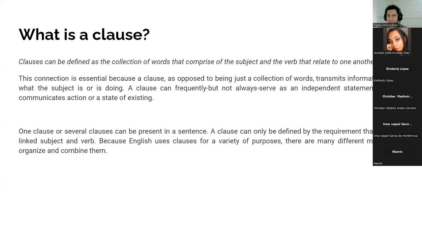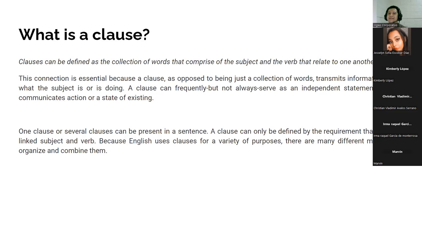A clause can only be defined by the requirement that it have a link, subject and verb, because English uses clauses for a variety of purposes. There are many different methods to organize and combine them.